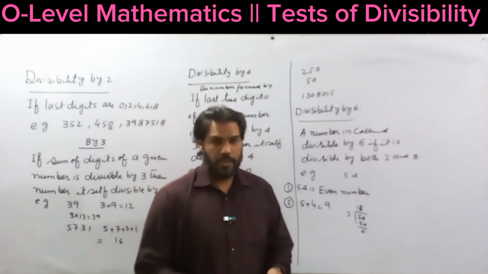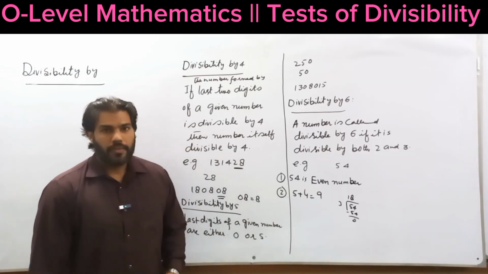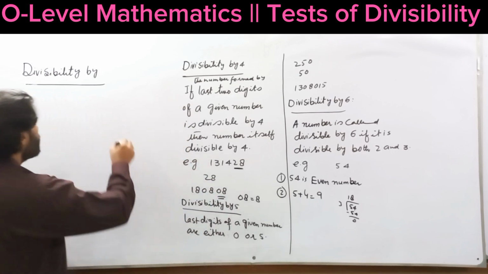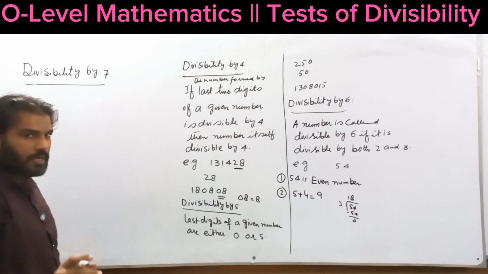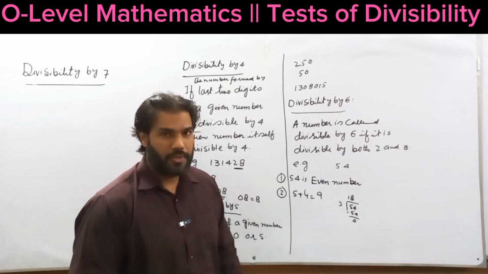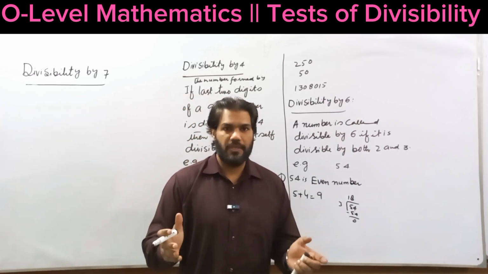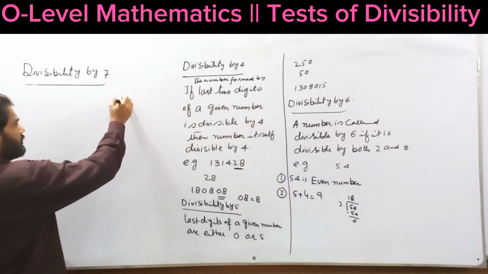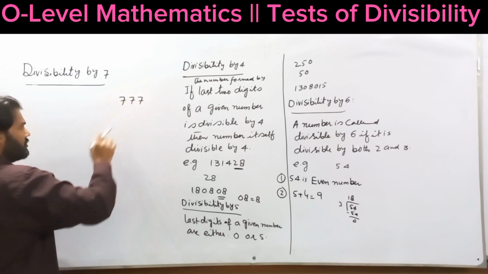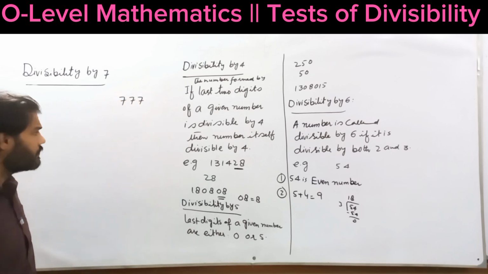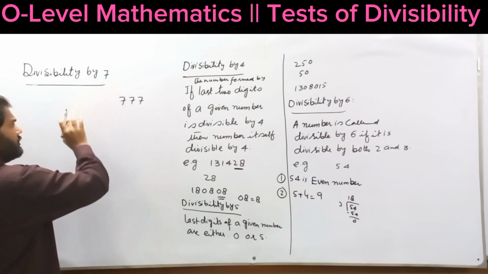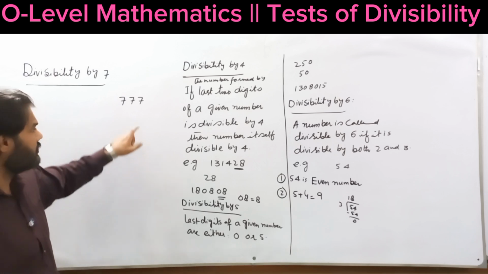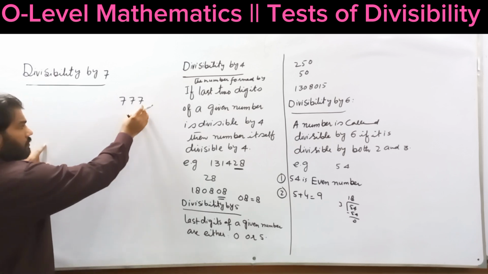Next, divisibility by 7. Next we will discuss divisibility by 7. A number is called divisible by 7 if we double the last digit of the number. We will discuss it by an example. Suppose we have a number 777. As you know, this number is clearly divisible by 7. So what is the criteria that can be used to check whether this number is divisible by 7 or not? We will take its last digit.